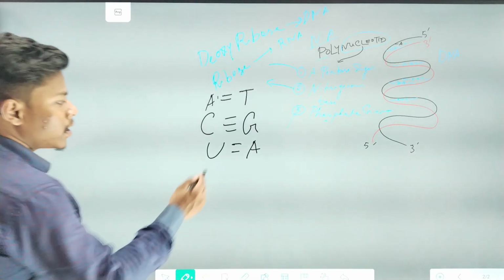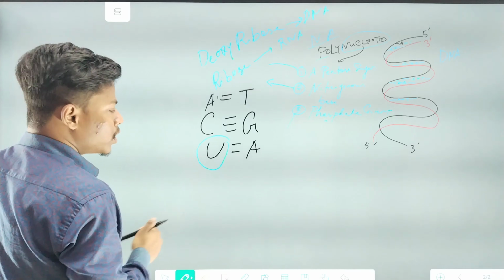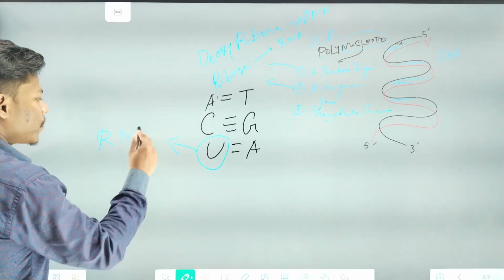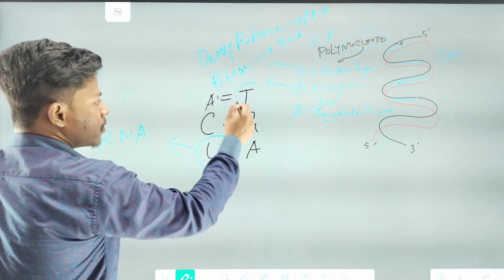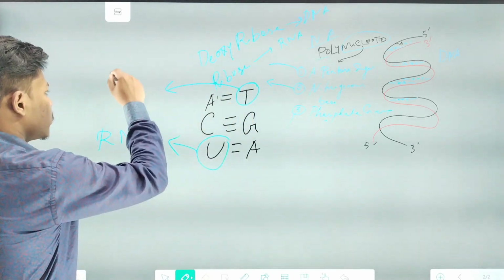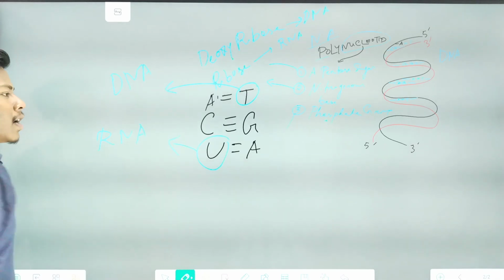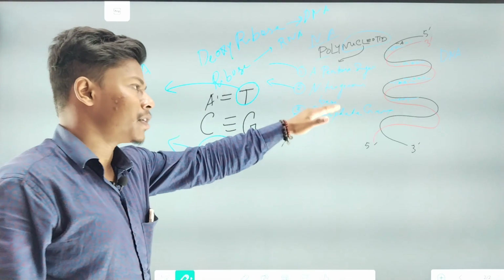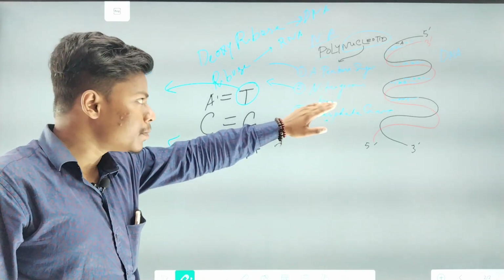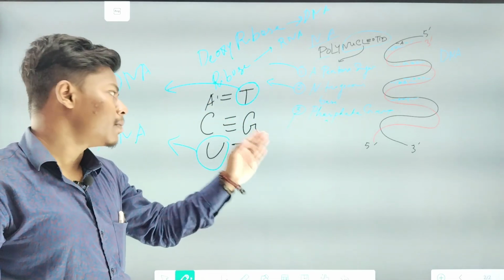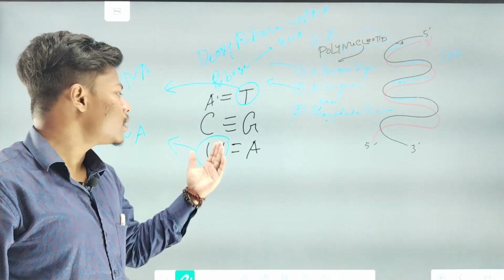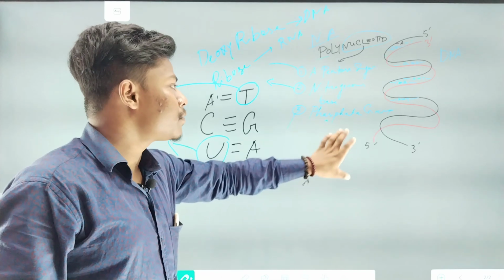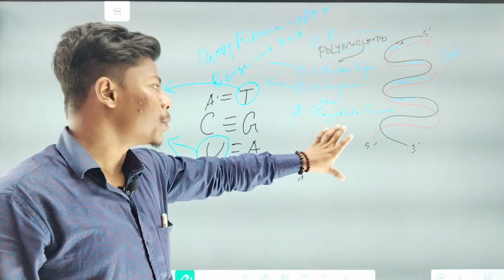The exception is that this U, that means the uracil, is present in RNA, okay, and thymine is present in your DNA, not in RNA. Understand? These are the nitrogenous bases that are present in a nucleotide: adenine, thymine, cytosine, guanine, and uracil, okay. And we have a phosphate group, okay.